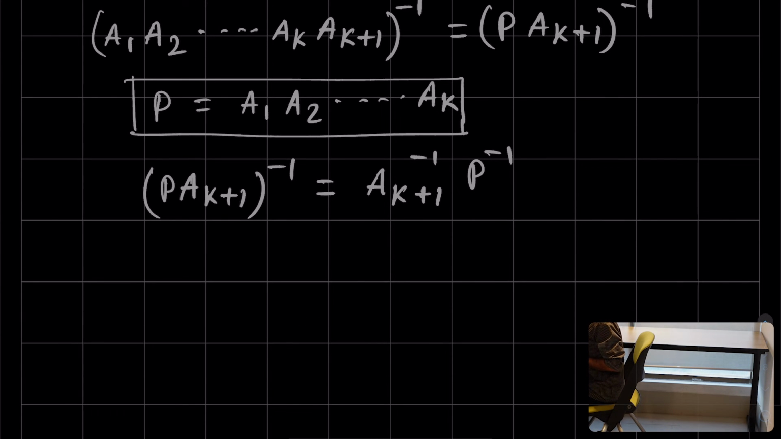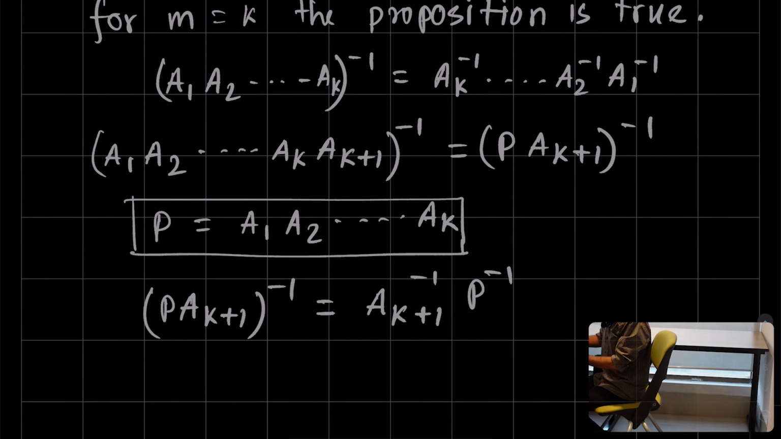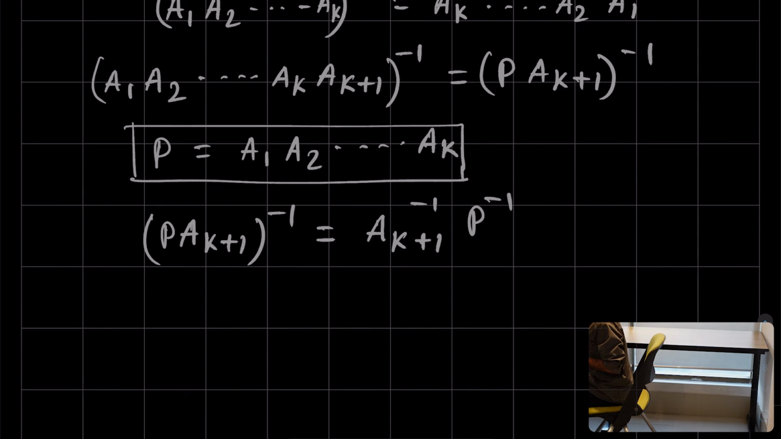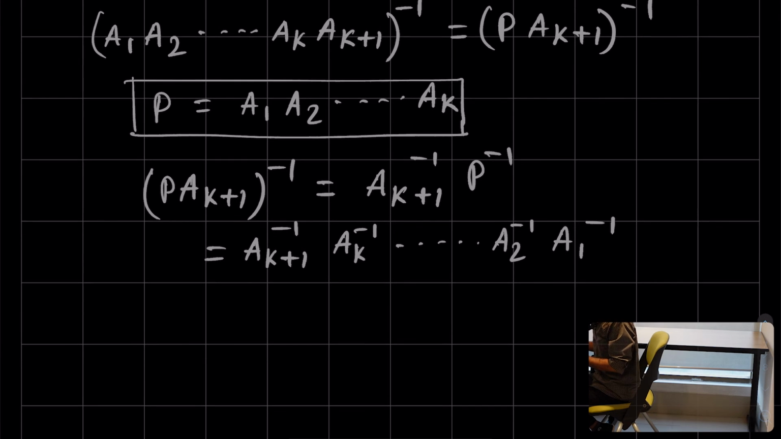We already know that P inverse is the inverse of the multiplication of the first K matrices, right? So this is equal to A K plus 1 inverse A K inverse up to A2 inverse A1 inverse. And from this, I can conclude using the induction method that the proposition is proved, right?